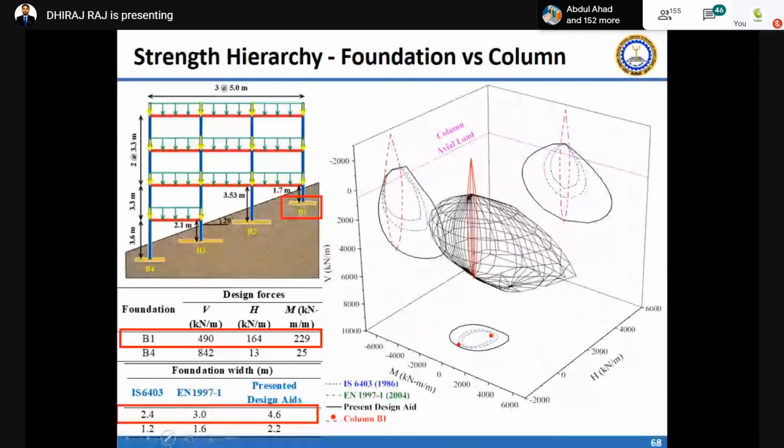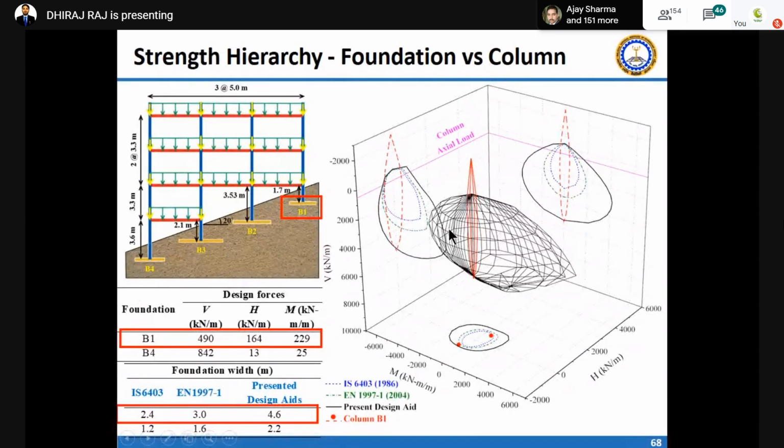So here you can see, if you design your foundation and develop your capacity envelope in the HM plane, these red dots are coming out of these two envelopes at a defined force. This magenta line is showing the axial force for which we have designed our foundation. Okay, so here it is complicated.